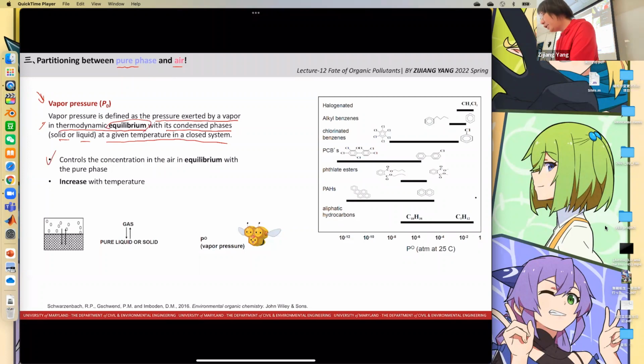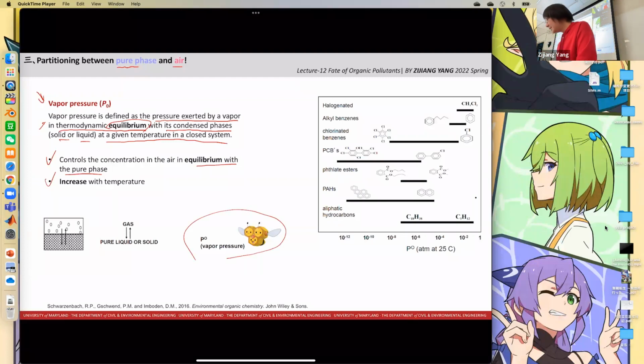And the vapor pressure controls the concentration in the air in equilibrium with the pure phase. And it usually increases with temperature. So basically, with higher temperature, we would expect more molecules to become airborne. And in summary, vapor pressure describes the ability of the chemicals to fly in the air.